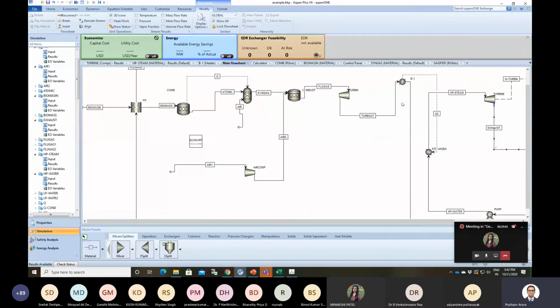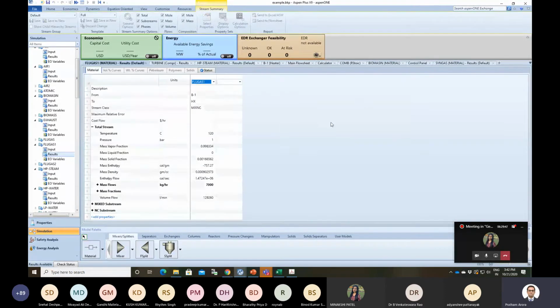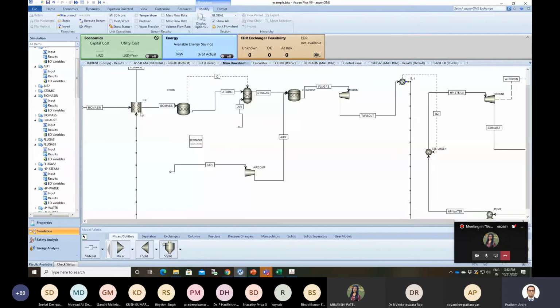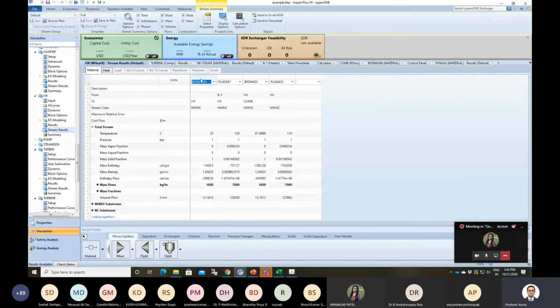Now this steam, as you can see, is still at 120 degrees Celsius. So it still has some temperature, and this could be used for drying of biomass. And that's why I defined here an inlet outlet heat exchanger. This is the biomass coming in and biomass going out. If I go to the stream results for this particular section, this is the biomass in and the biomass out. So I can raise the temperature of biomass from 25 degrees Celsius to around 70 degrees Celsius by cooling the steam by 10 degrees Celsius.